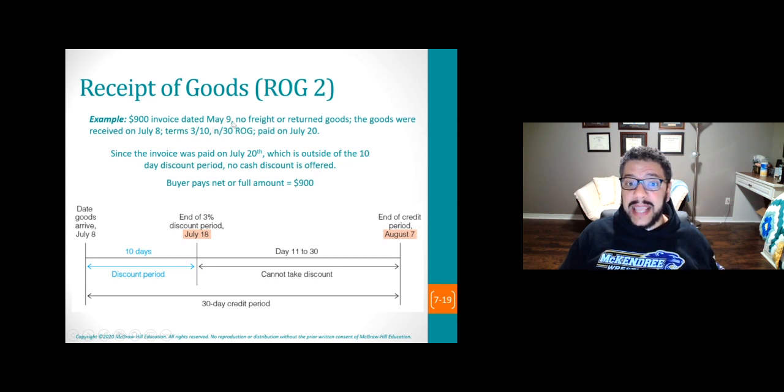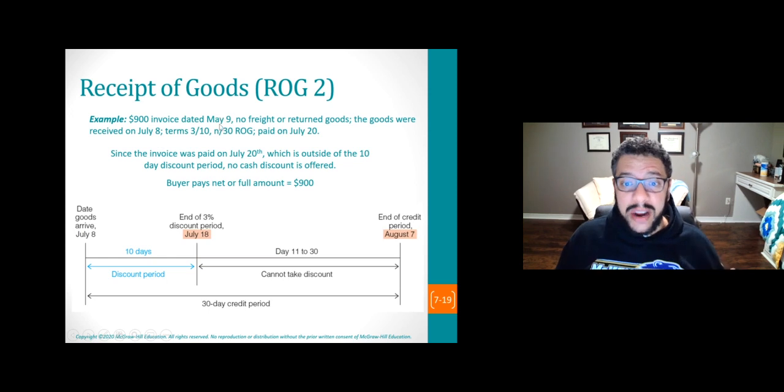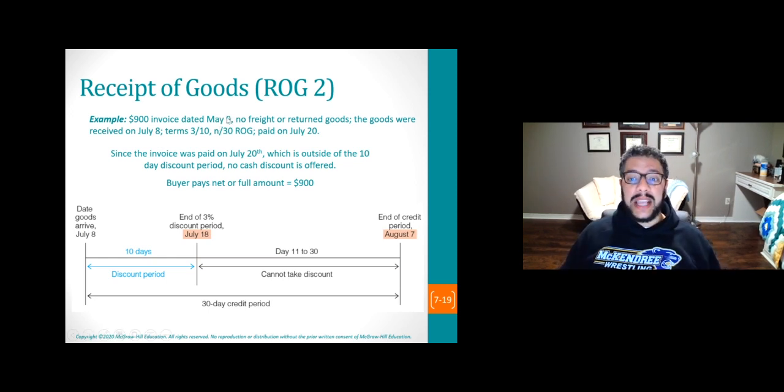$900 invoice dated May 9th. So the invoice is actually dated May 9th. If this is ordinary dating, we would start counting from that May 9th. But it's not ordinary dating. The terms here, as we see, is 3/10 net 30 ROG. That means receipt of goods. We start counting this 10 days from the date that we received the goods. So when did we receive the goods? July 8th. So this first date is July 8th. And we got 10 days to pay. So between the 8th and the 18th, when did we pay? July 20th. We don't get a discount because we paid after this discount period. So we pay the full amount of $900.